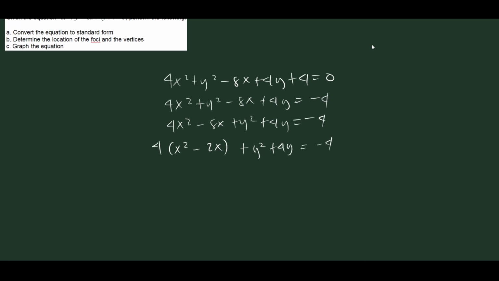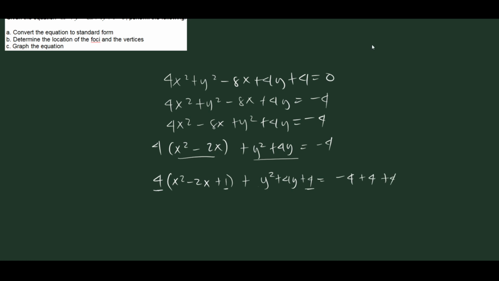Okay, so we can complete the square here for this expression and also this expression. So 4 times x squared minus 2x: negative 2 divided by 2 is negative 1, and squared, so plus 1. And then plus y squared plus 4y: 4 divided by 2 squared will be 4. So first, we multiply this 1 times 4 and add it to the right hand side, and also we added 4 here, so we also add it to the right hand side.